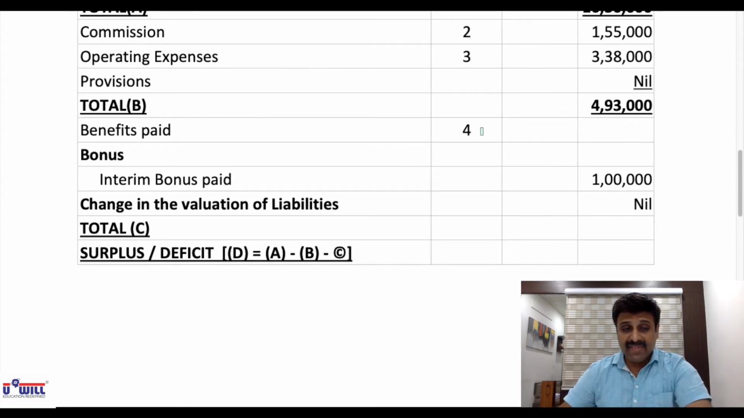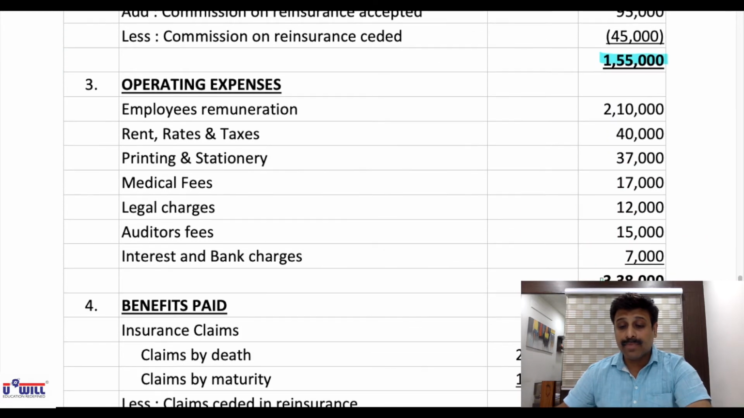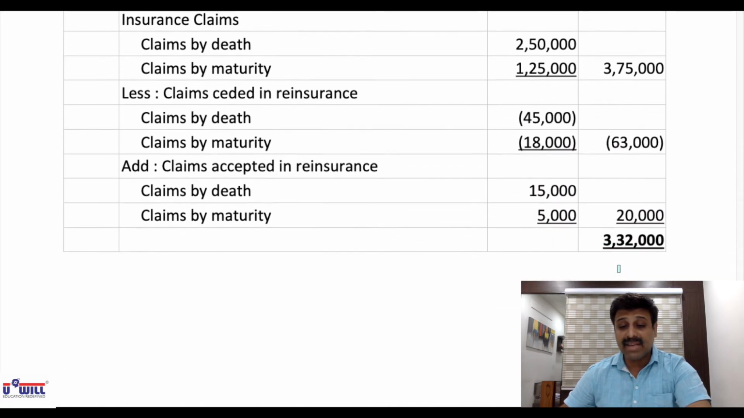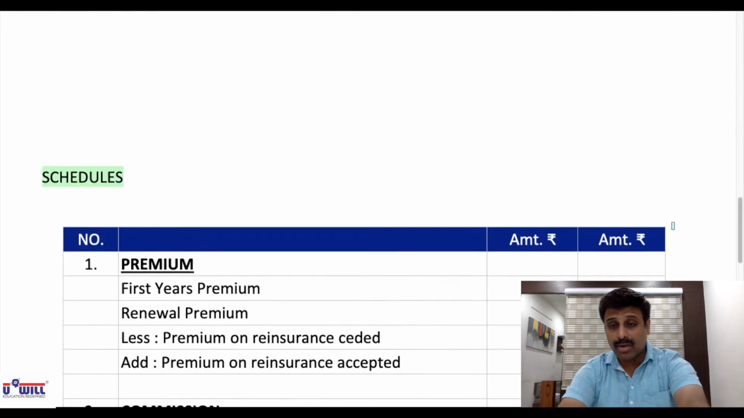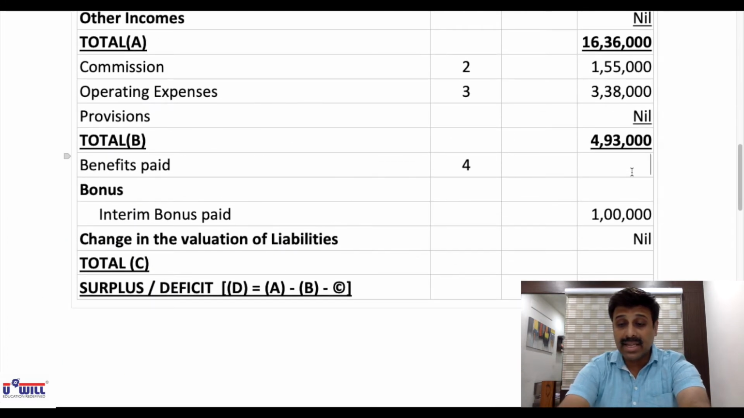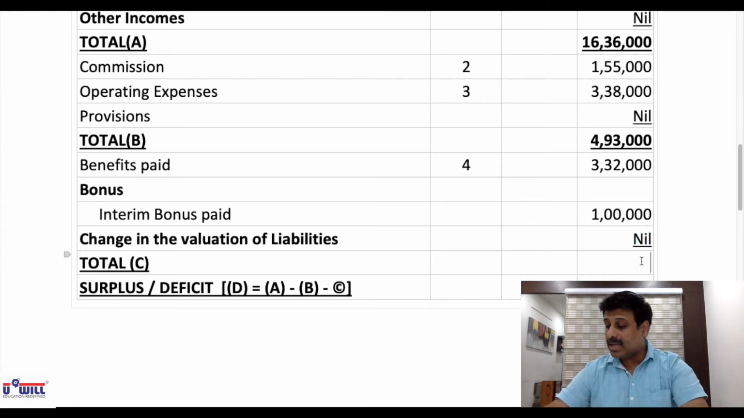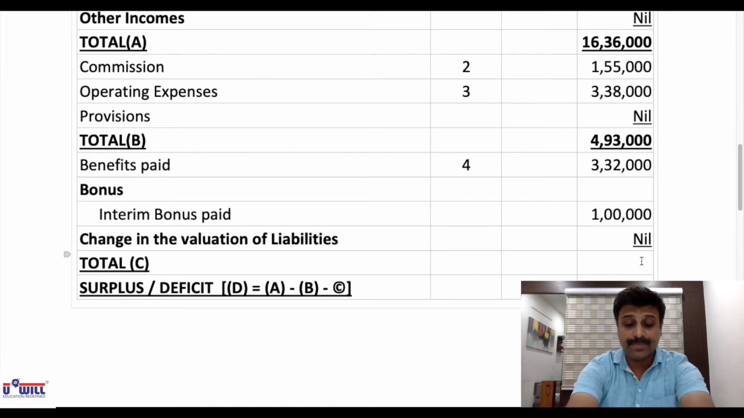Then benefits paid, that is schedule number 4. So this was operating expense. Benefits paid are 3,32,000 as per schedule number 4. So all of you write down benefits paid 3,32,000. Now bonus 1 lakh we have, in change in valuation of liabilities we don't have. So total of third part can also be done. 3,32,000 plus 1 lakh, that is 4,32,000.